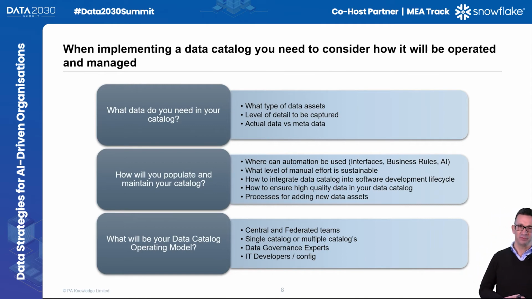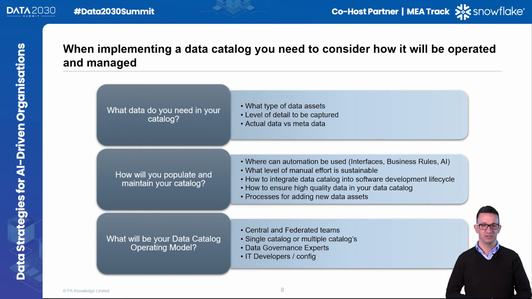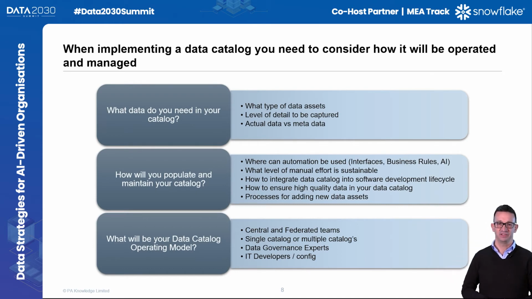The second area is how will you populate and maintain your catalog? Again, it's very easy to shoot for the stars and say we want to have everything in our catalog. But you need to start thinking about where automation can be used. Where can we use business rules or AI or APIs to suck data into the catalog? How can we use business rules, AI and automation to validate the data in the catalog? So where are there opportunities to use automation versus manual?